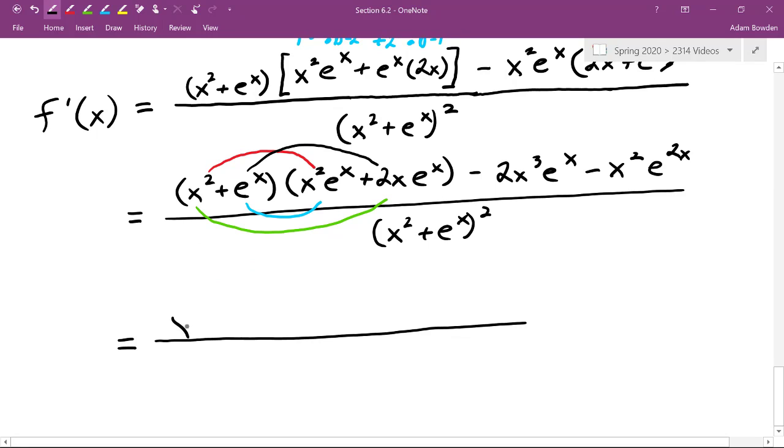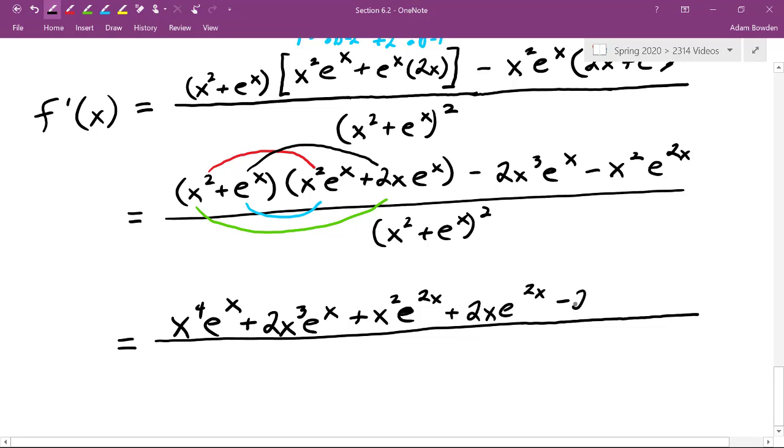So the first one would go x to the fourth e to the x plus 2x third e to the x plus x squared e to the 2x plus 2x e to the 2x. That's going to be what's there after FOILing it, and then we have minus 2x cubed e to the x minus x squared e to the 2x.